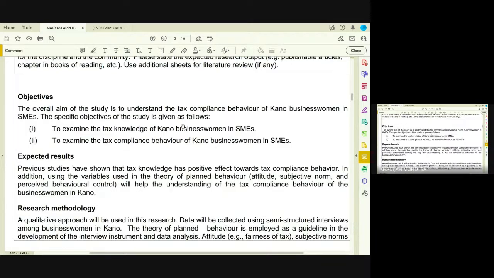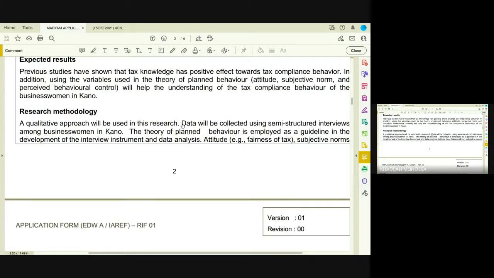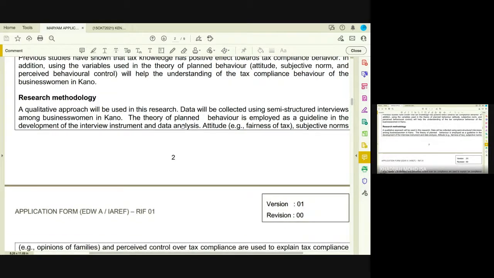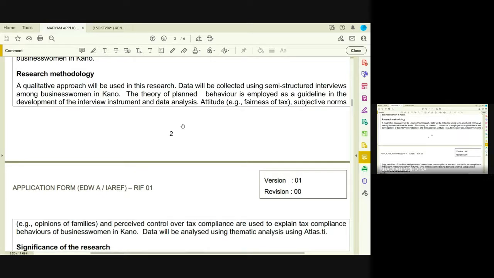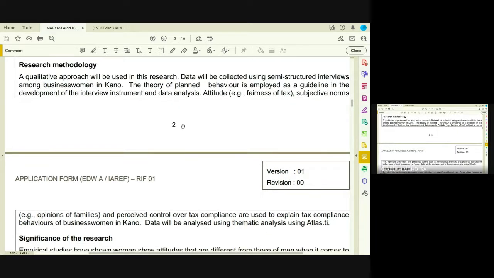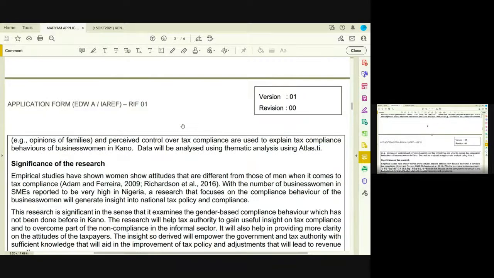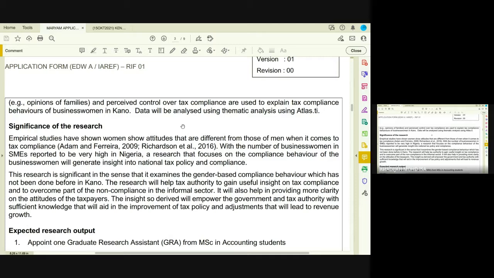So for this research, we decided on a qualitative approach whereby we conduct semi-structured interviews among businesswomen in Kano. Kano is in Nigeria, and we also use the theory of planned behavior as a guideline in the development of the interview instrument and data analysis. Data will be analyzed using thematic analysis using Atlas TI.